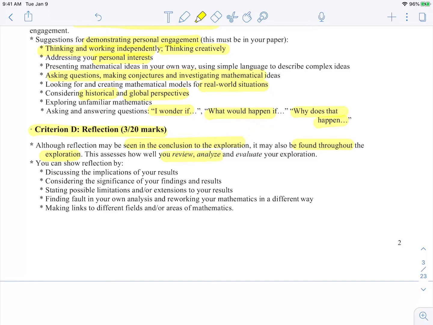And you'll be reviewing, analyzing, and evaluating. You'll discuss the implications for your results. You can consider the significance of your findings, what happens, state possible limitations, or what could you do that might make it better, or if you were to do this paper over again, what would be a better choice. Finding fault in your own analysis is acceptable. You could rework your math in a different way, making links to different fields and areas of math.